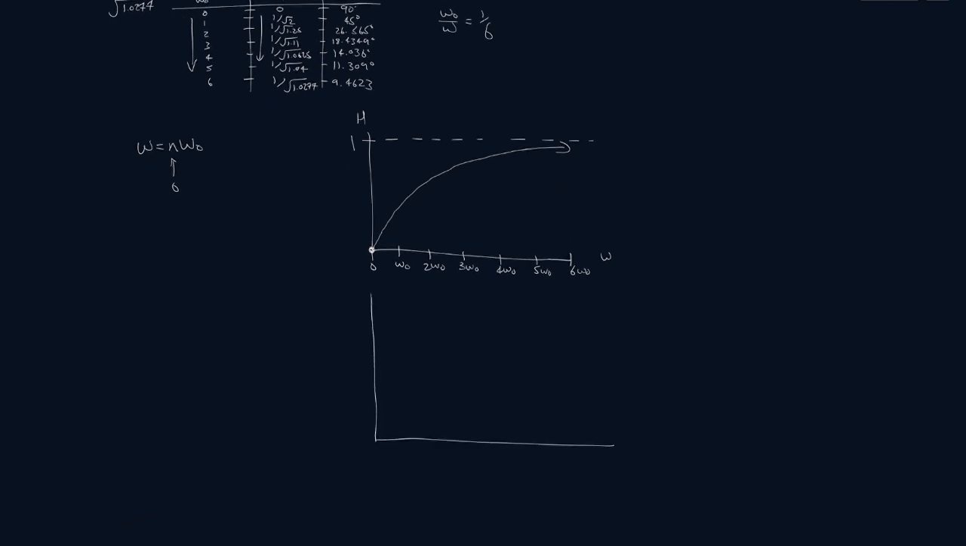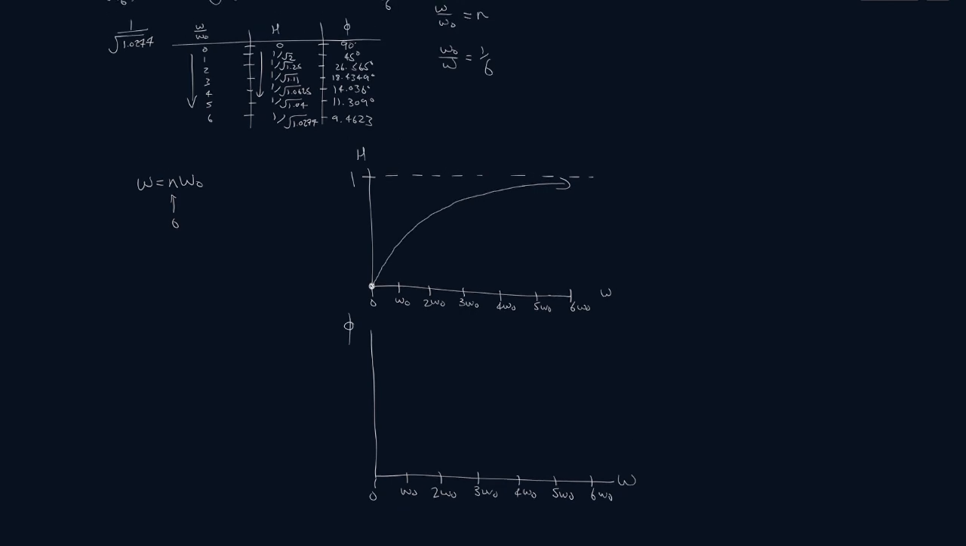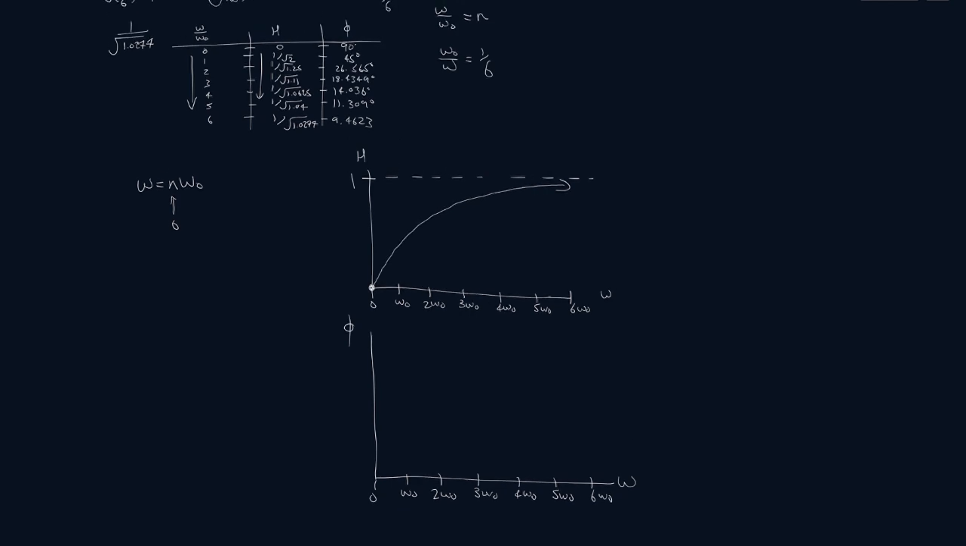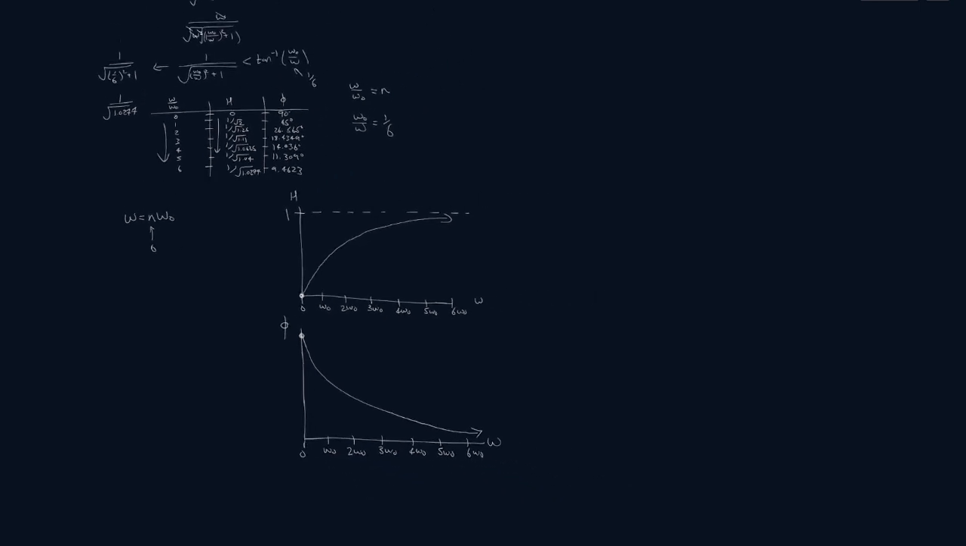And now for our phasor one, same thing. When N is 0, we have our phasor to be 90 degrees, and as we increase our N value, our degree starts decreasing like that. Okay, so yeah, there's your graphs.